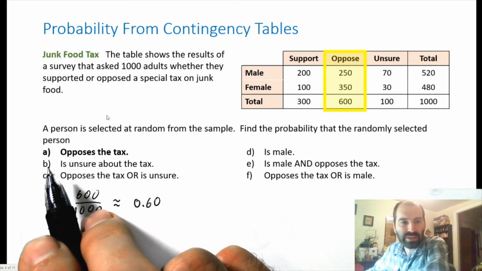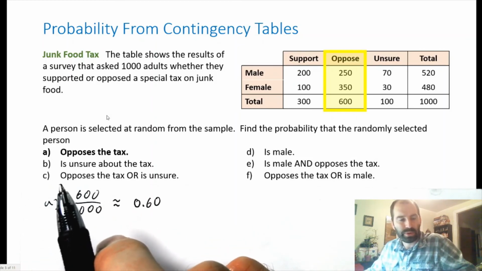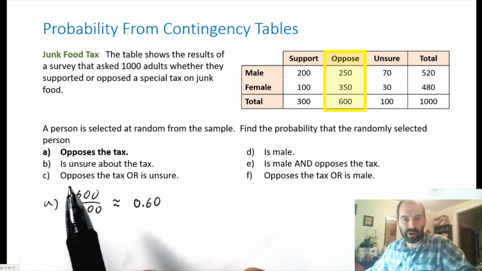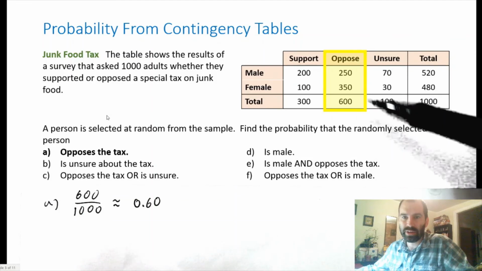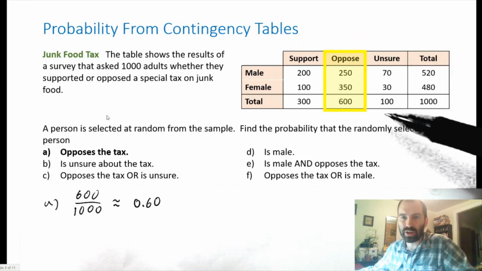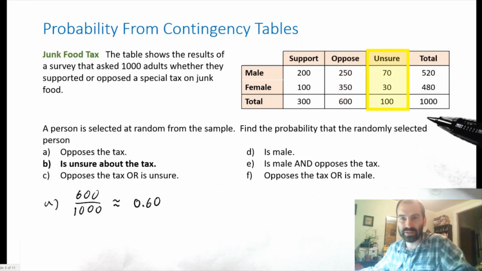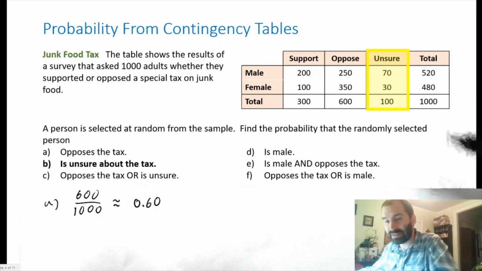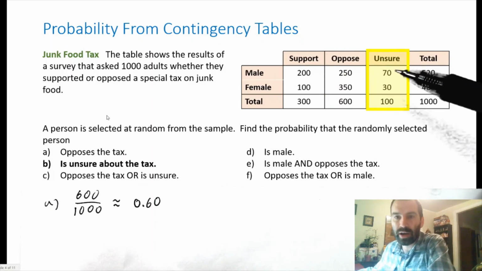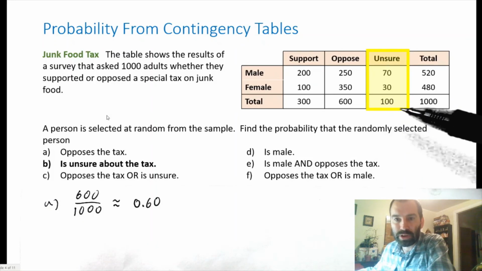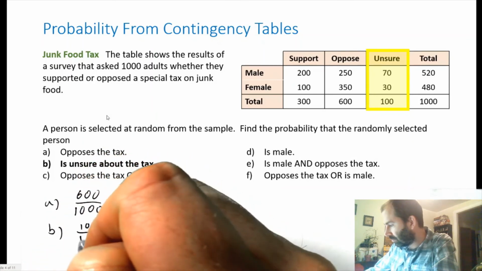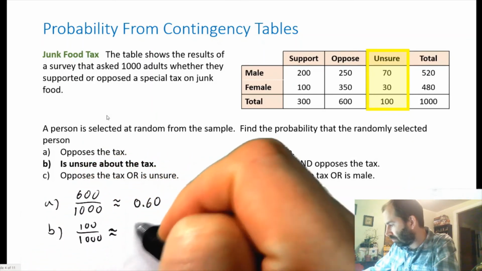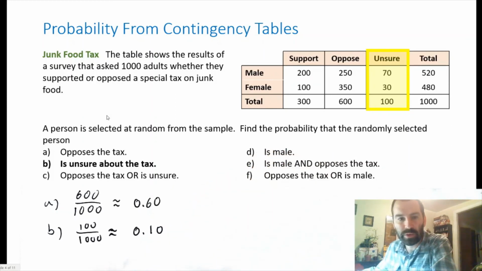Okay, let's go to B. The person is unsure about the tax. Well, if you're unsure about the tax, that means you're in this column. So there's 100 people that were unsure about the tax. Now we're going to compute the probability of choosing one of these people, where there's 100 of them out of 1,000 people. Well, there we go, 0.1.